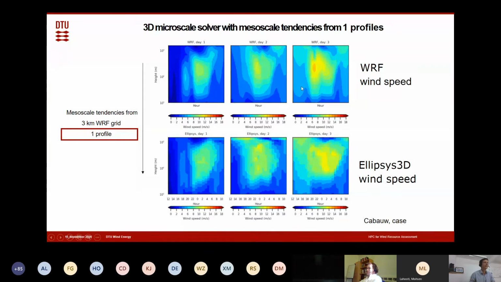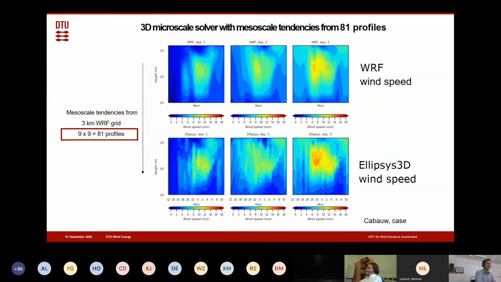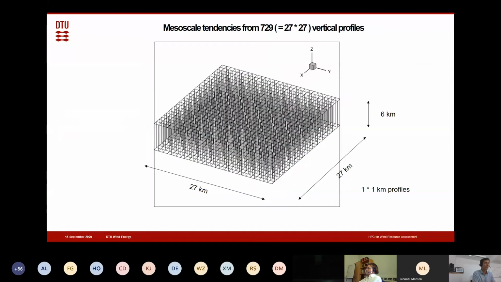And we can see that we can get it in the mesoscale model, and we want to also get it in the microscale model ellipsis 3D. And you can see that we can get that here, and we can actually preserve more of the features of that nocturnal low-level jet by using this 9 by 9, the 81 profiles, to do the forcing of the ellipsis codes. Then we can go up another level, and now this is the 1 by 1 kilometer profiles.